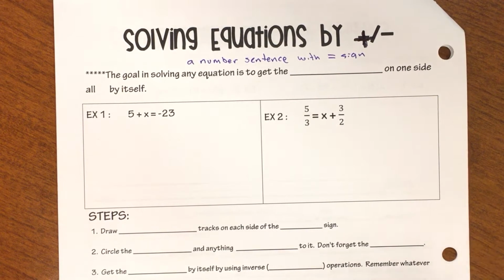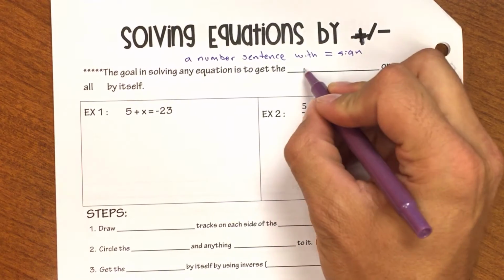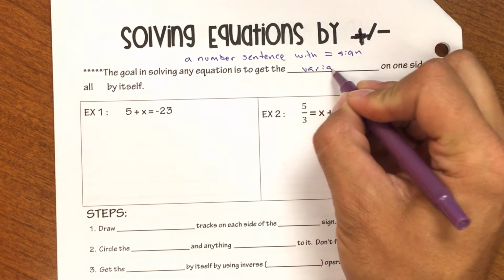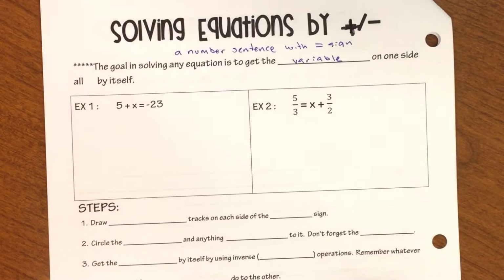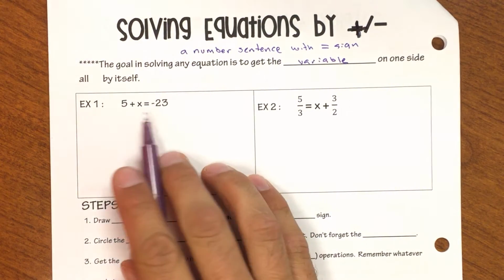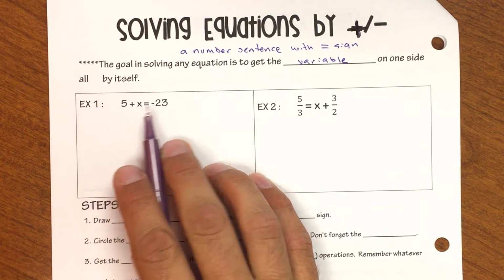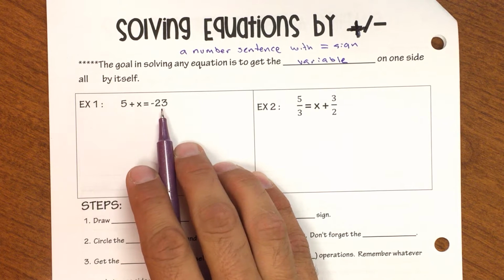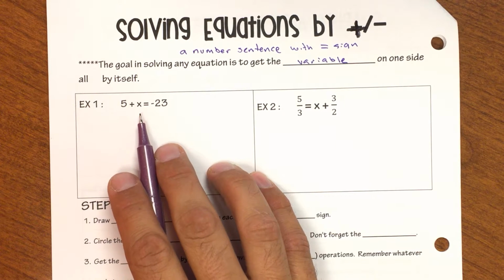The goal in solving any equation is to get the variable on one side all by itself. We want the left side of the equal sign to be equal to the right side of the equal sign. And we're trying to figure out what value for x makes that true.